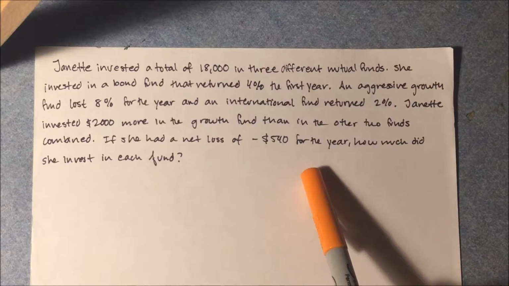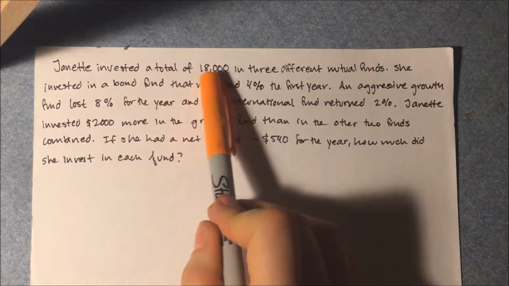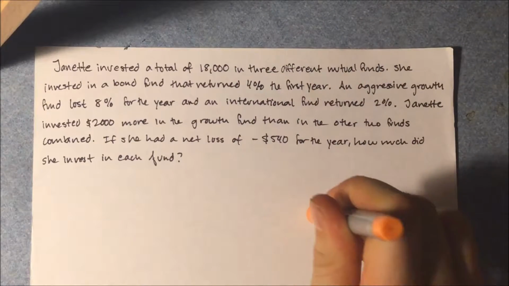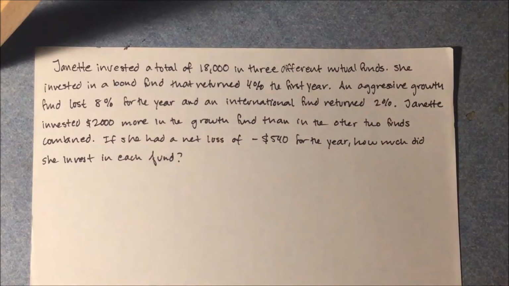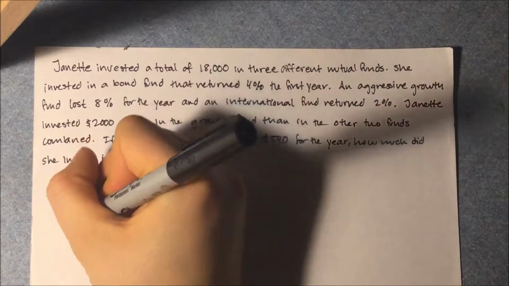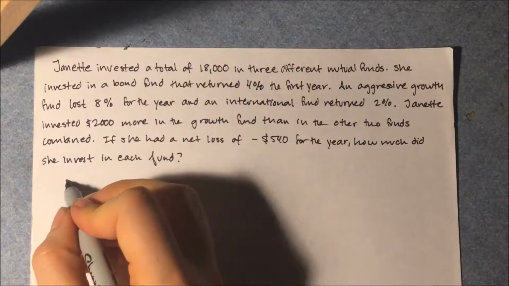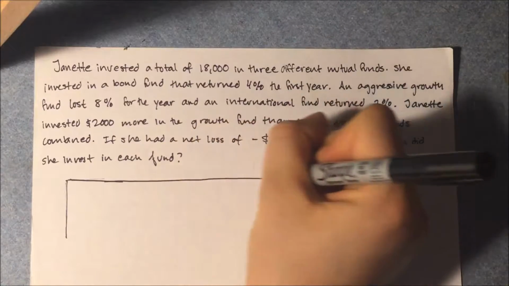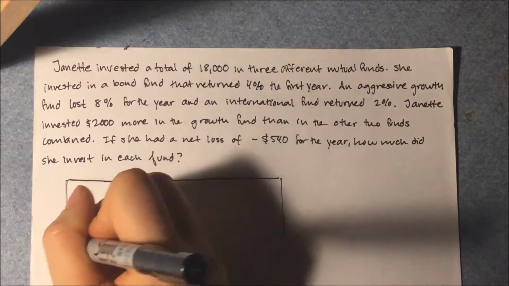Okay, so looking at this, when I'm reading it, it's talking about investing a total of $18,000 in different mutual funds. This is an investment problem. So I'm going to set up my little box equation that I always set up for investment problems. And if my Sharpie would work, that would be great. Okay.